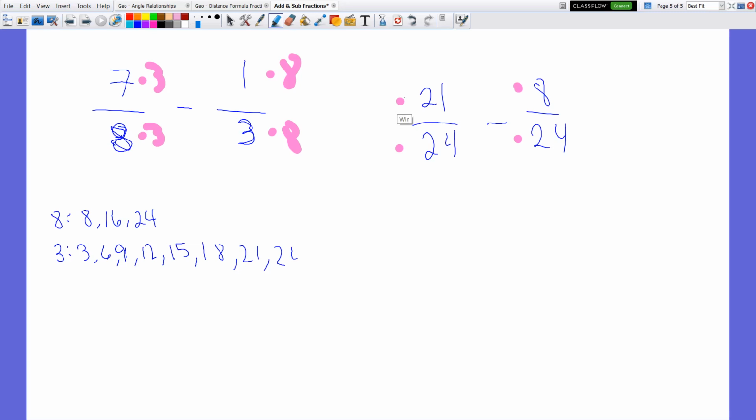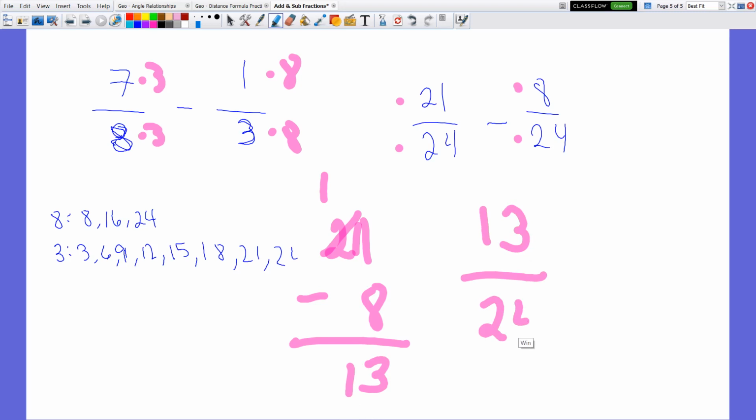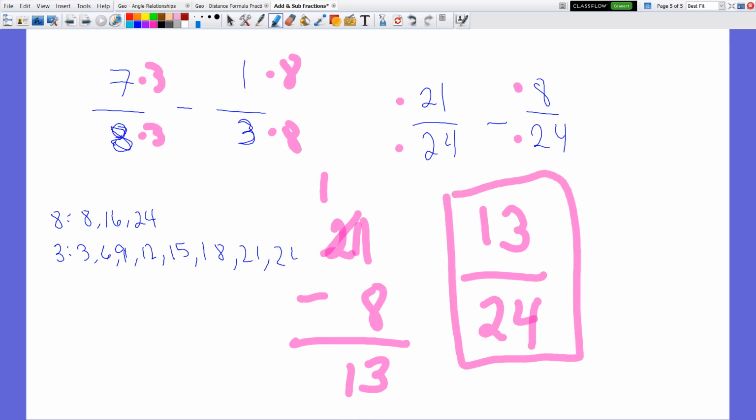All you got to do is just subtract the top numbers. 21 minus 8. Oh gosh, I don't know. 21 minus 8. 13. Okay, whew. 13 over 24. 13 is prime, and I know that if I count by 13s it's not going to be 26, so there is your final answer. This is the process you go through every single time.